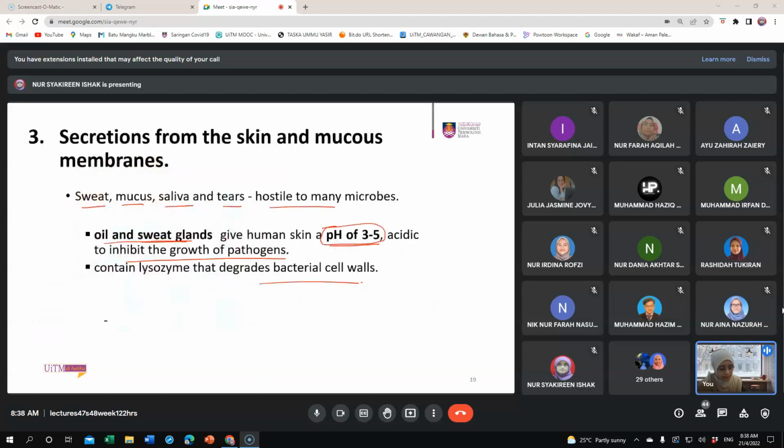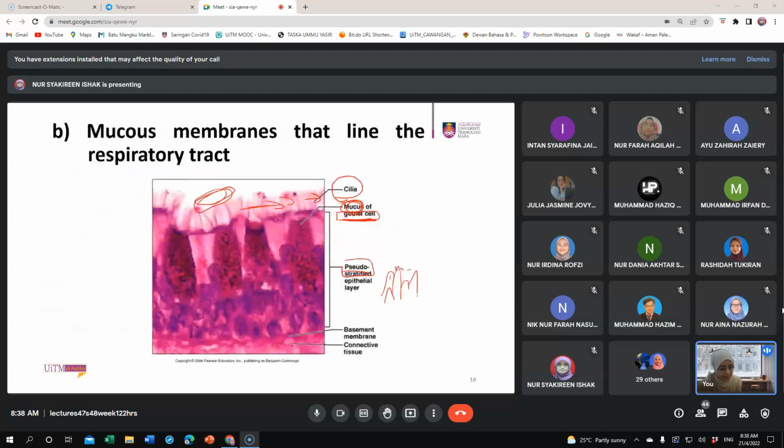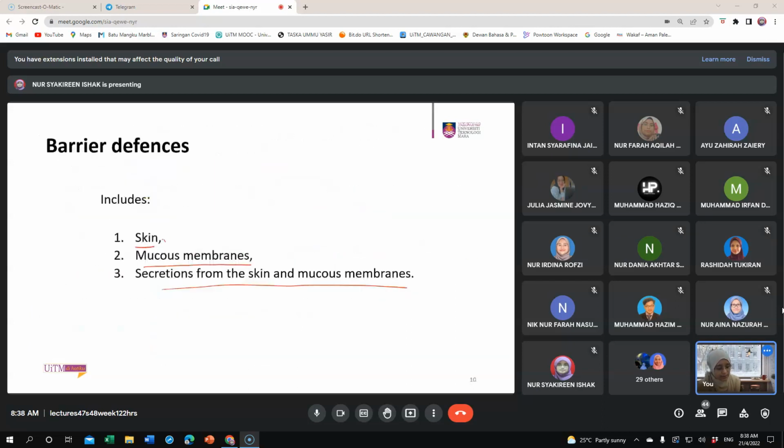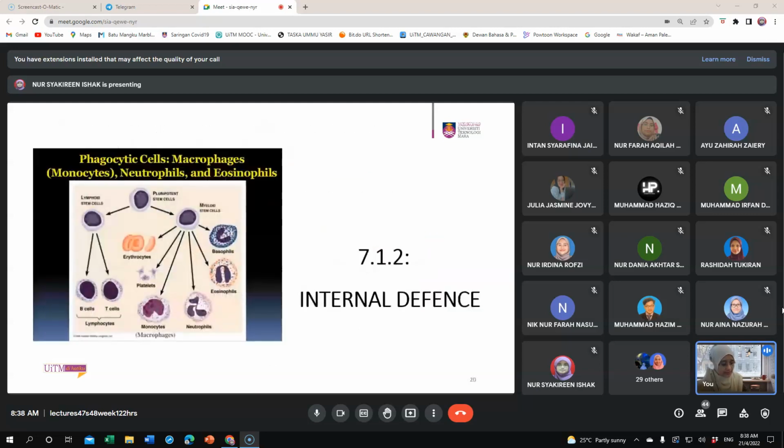Okay, so those are the first line defense. The first line defense, the barrier defense, involves the skin, and the mucous membrane lining the digestive tract, respiratory tract, urinary tract, and reproductive tract. Okay, so those are the mucous membranes, and the secretions from the mucous membranes, and also the skin oil and sweat. Okay. So next we are going to look at the second line defense, or the internal defense.